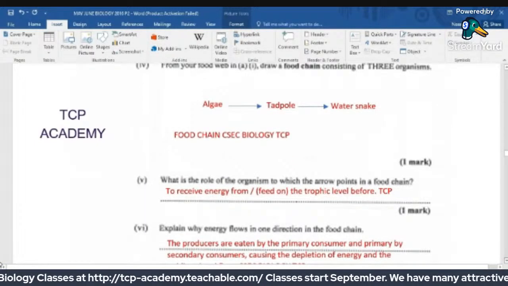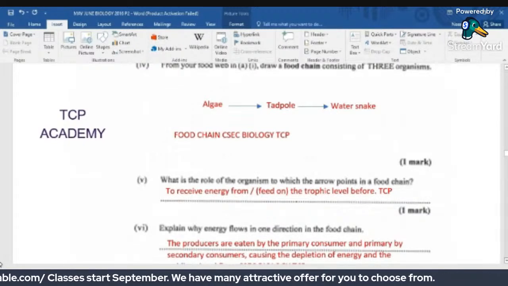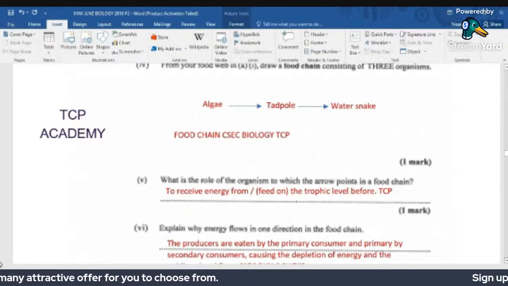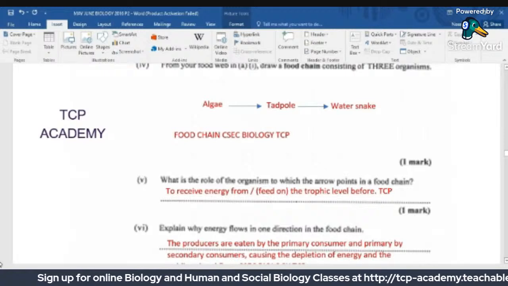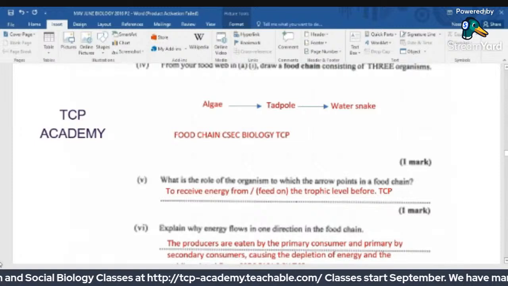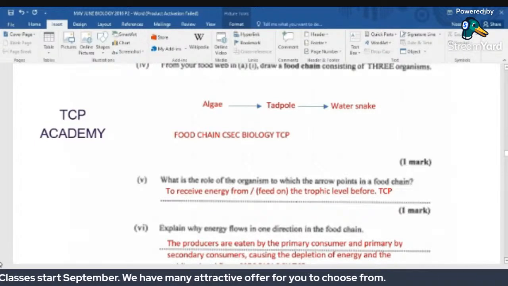Now, what is the role of the organism to which the arrow points in a food chain? This is very easy. It receives energy from, or it feeds on, the trophic level before. So the organism that the arrow points to is actually feeding on the organism that is before. So it is receiving that energy to, of course, move it on to the other organism in that food web or chain.